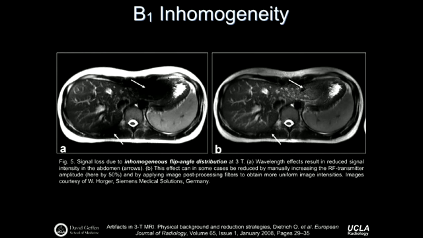But what we mean, importantly, by B1 inhomogeneity is how uniform is, say, the flip angle across the slice. And we want the flip angle to be very uniform across the slice so that all spins are seeing the exact same flip angle, ideally.